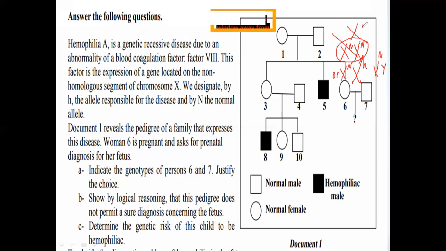Meaning there is no way for her to be homozygous and have an affected child. Why? Because if it's homozygous, it will inherit XN, so sure it's going to be normal. But if it's heterozygous, XNXH, it can inherit XH. So the probability to be heterozygous is 1 over 2, and the probability to inherit XH is 1 over 2. And the probability to be an affected male is 1 over 2. So it will be like this.